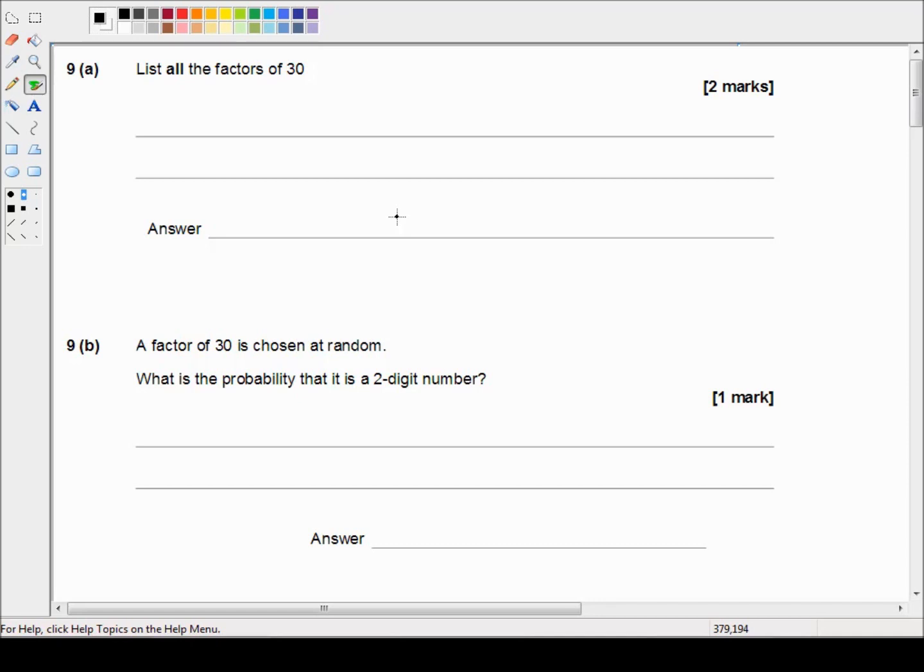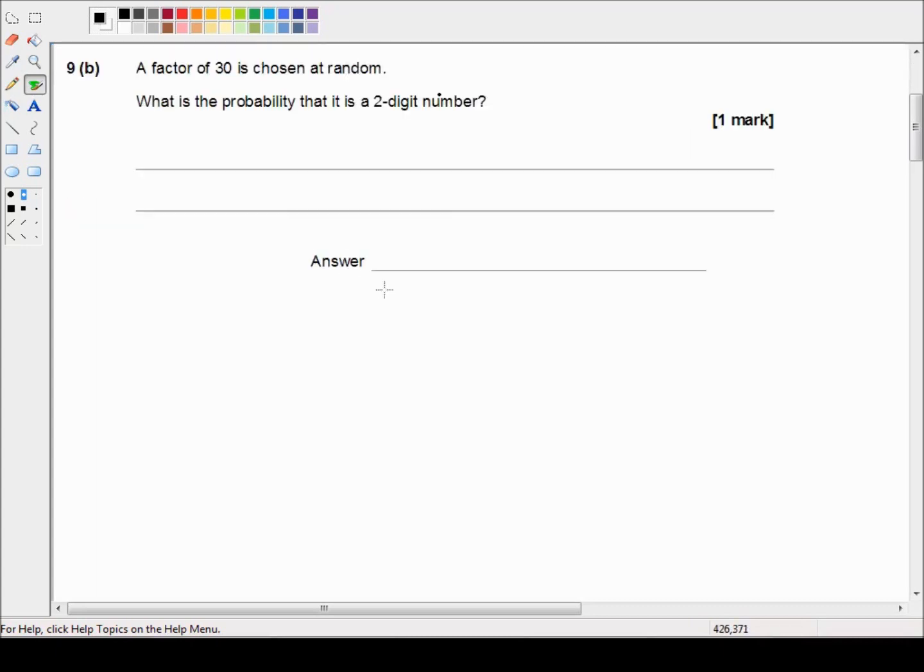This is the June 2017 past paper. This is the third paper in the foundation tier. It is a calculator paper and we're picking up in question 9. Question 9a says list all the factors of 30 and that's for 2 marks.